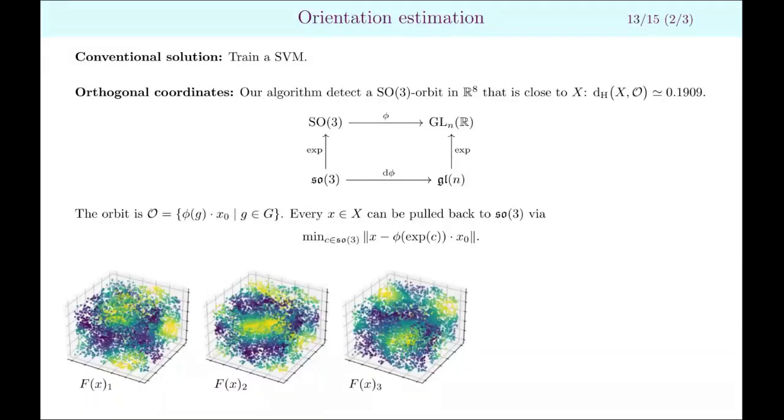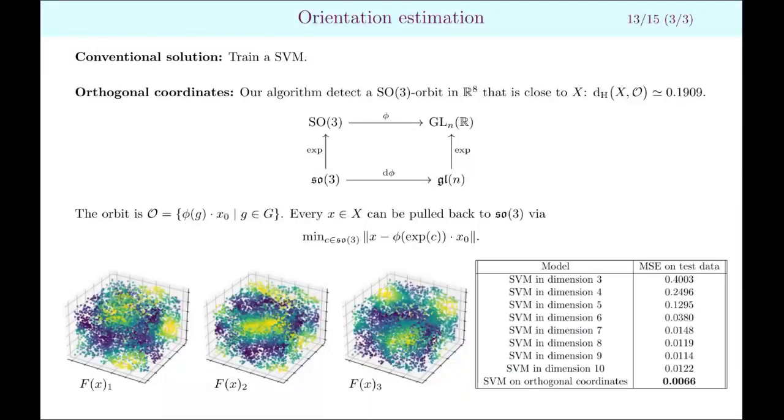Given the base point and another point, what is the element here that I have to use to take one to the other? And so I can take back my objective function into this Lie algebra, which has dimension 3. And this is how it looks. Way more separated. It looks easier to estimate. And so we train the SVM on this representation. And these are the scores.